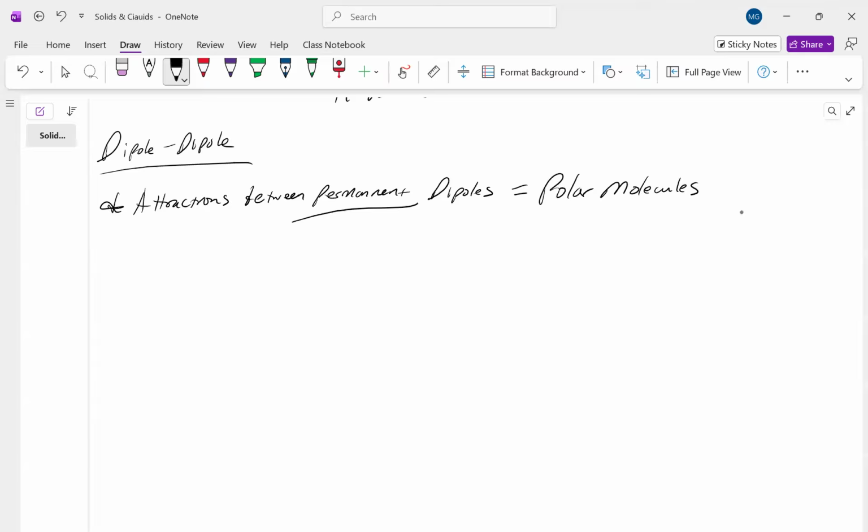So there's that term polar again. Again, I'm comparing polar to non-polar. You really need to be able to recognize if a compound is polar or not. And so let's take a look at a molecule of formaldehyde.